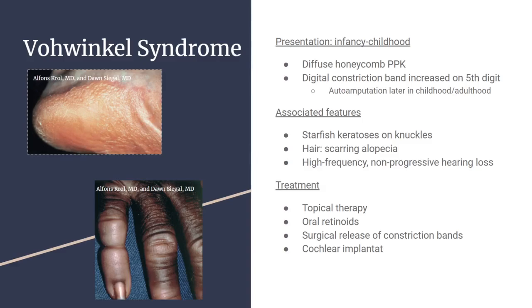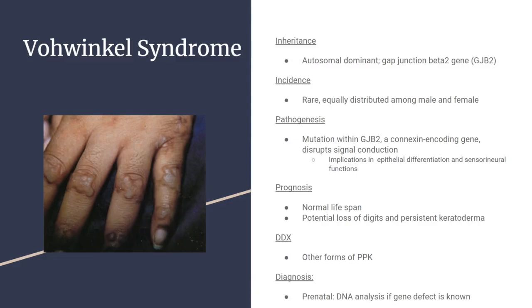Other things you'll see are associated features such as starfish keratosis on the knuckles, scarring alopecia, and potentially a progressive hearing loss. Treatment here: topical therapy, oral retinoids. You need to release that band or there's going to be auto amputation of that pinky. And then cochlear implants are considered too. The mutations are in GJB2, which goes back to another connexin encoding discussion.